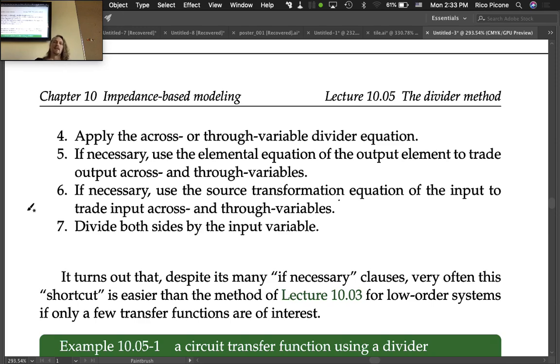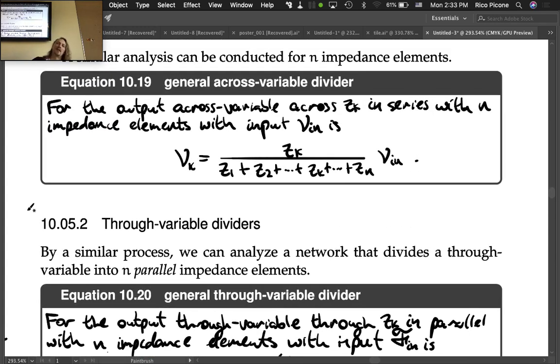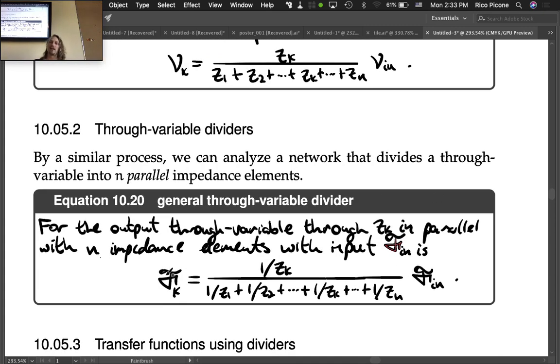And then 7, divide both sides by the input variable. As you can see up in these divider equations, the input's on the right-hand side. But the transfer function is the output over the input. So divide both sides by Vn, and you get the transfer function. Same with down here, divide the output by the input. So divide Fn over to this side, and you've got the transfer function. These dividers essentially give you a transfer function from the input to the output. And that's what you're going to be applying.